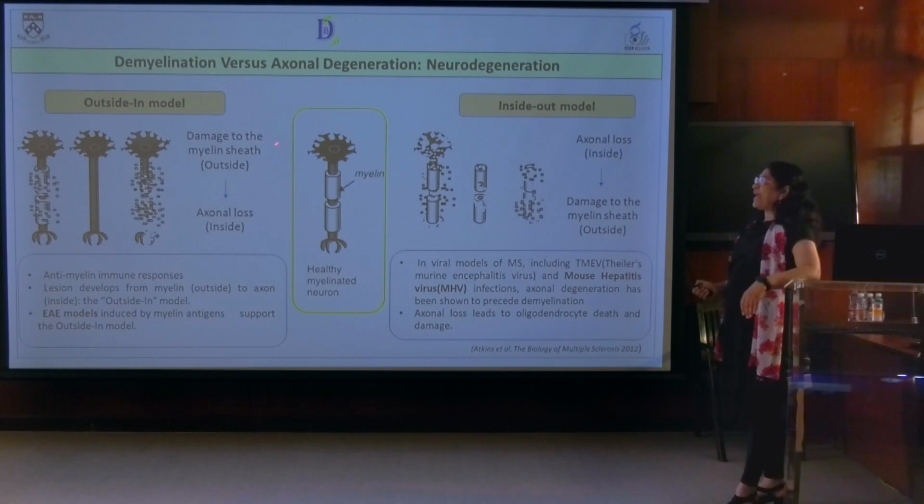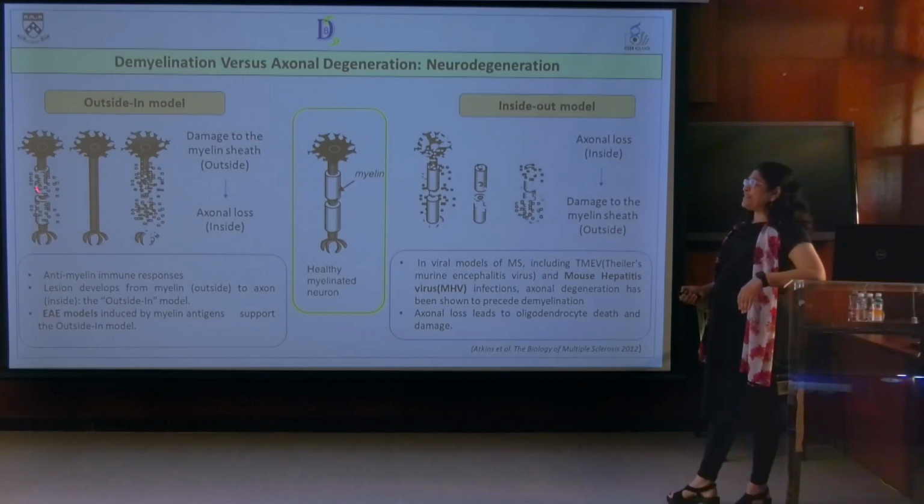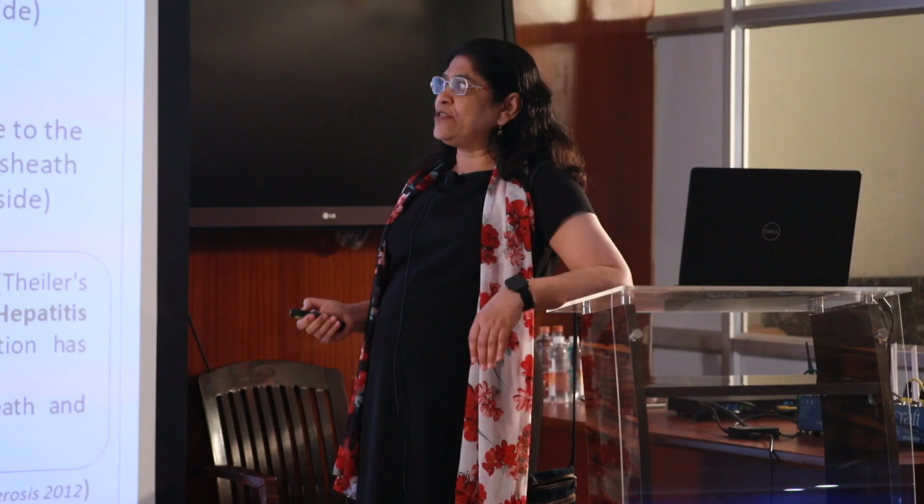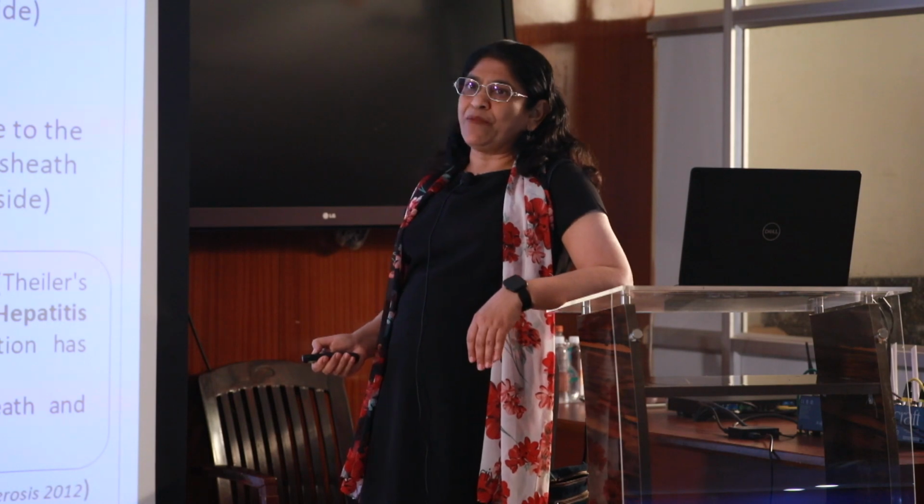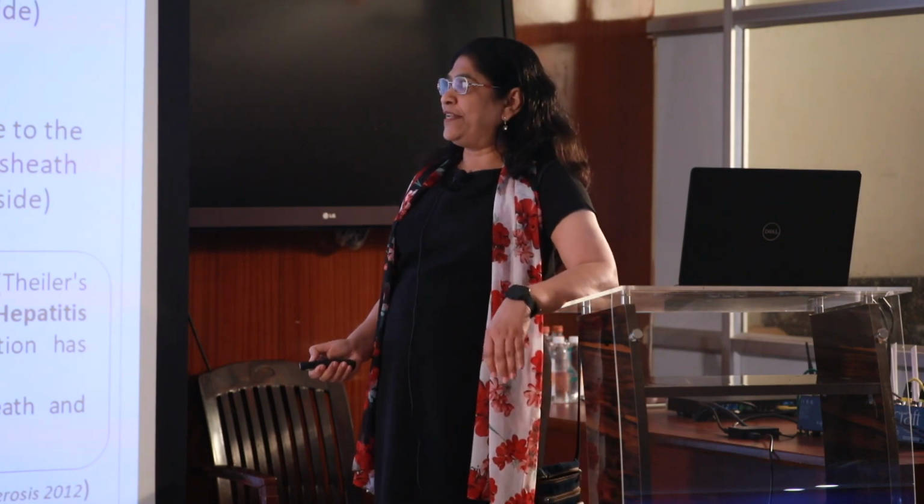First, as I mentioned, the body generates autoreactive T cells, which attack myelin. If the myelin sheath is destroyed, the axon doesn't know how to wrap around. That is the damage going from the myelin sheath, which is outside, to axonal loss, which is inside. So it is an outside-in model, and one example is experimental autoimmune encephalomyelitis.